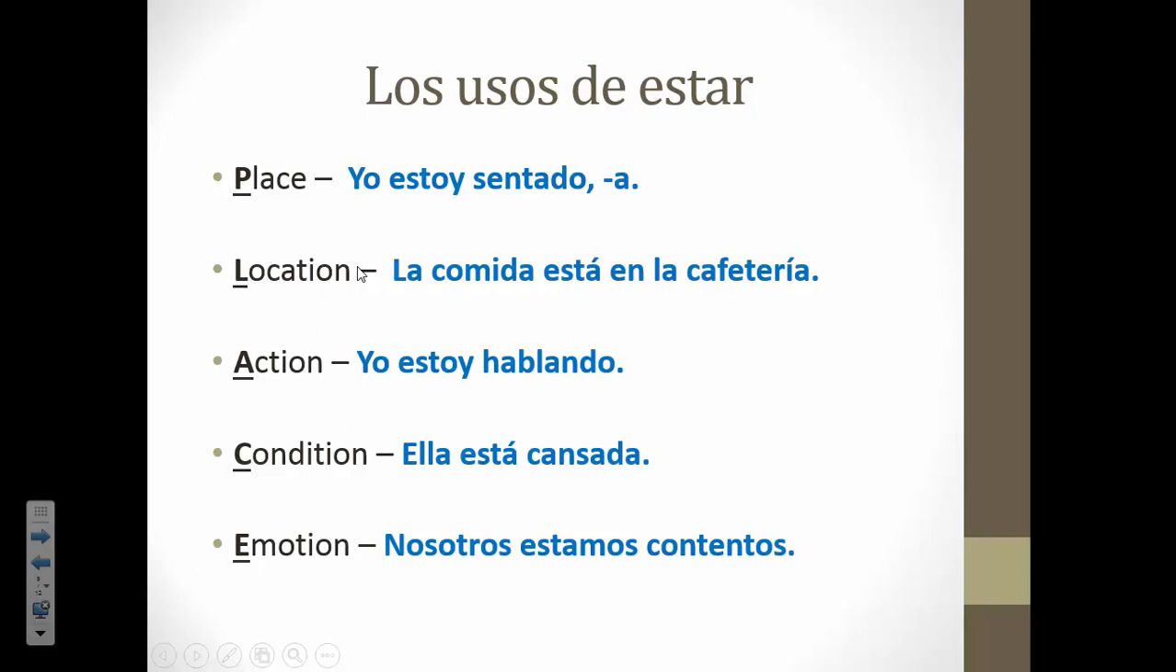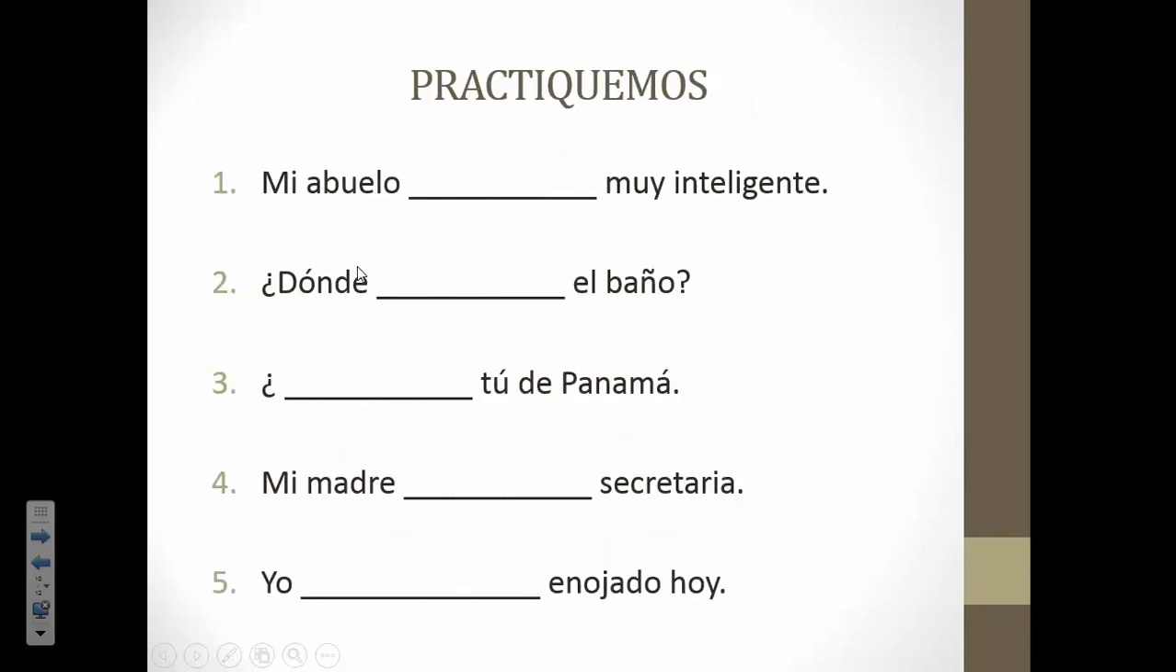Okay, so here are the translations in Spanish. The example with I am seated, yo estoy sentado. Location, la comida está en la cafetería. Remember, the food is in the cafeteria. Action, yo estoy hablando. We'll look at that more next year. Condition, ella está cansada. She is tired. And emotion, nosotros estamos contentos. We are happy or content.